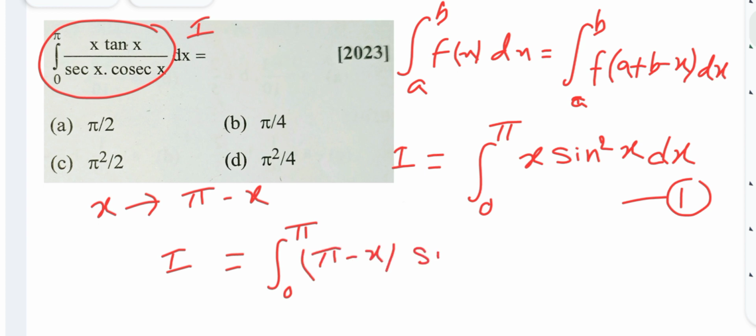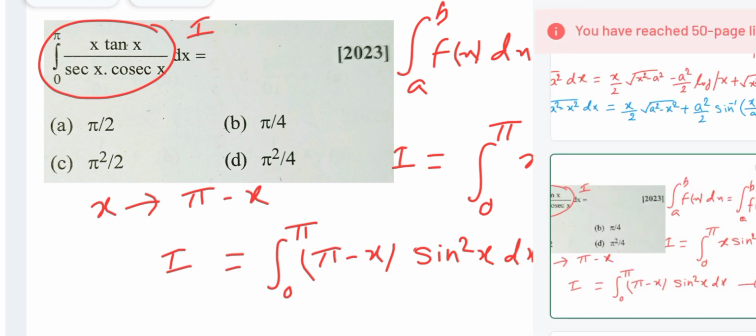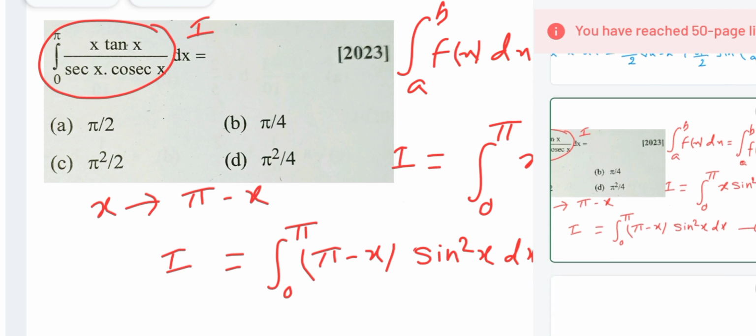And in sin square, instead of x I will write pi minus x, so sin square of pi minus x dx. So these two are the same. Sin of pi minus x is nothing but sin x only, so sin square of pi minus x will be the same as sin square x. So this I am writing as sin square x dx. Now this is the second. First and second both are the same on the left side, so I am adding first and second. So the left side will be I plus I, which is 2I.